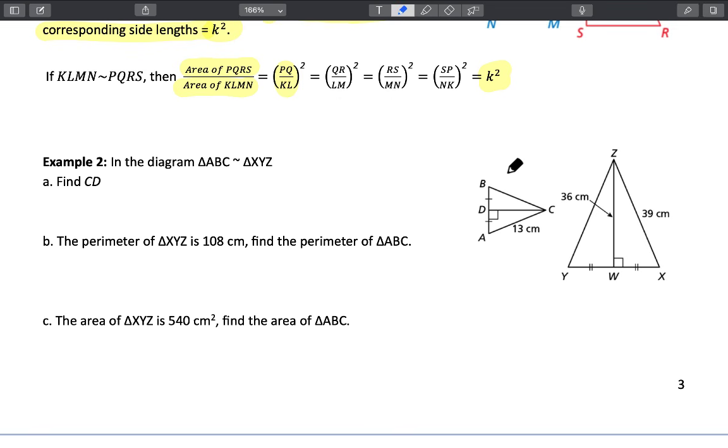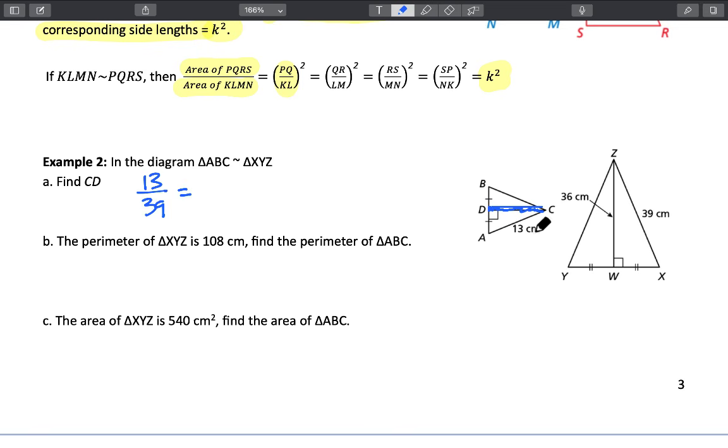In the diagram, we've got triangle ABC, the one here pointing to the right, is similar to triangle XYZ. We want to find the length of CD. All right, so here's CD. It's the height of this triangle ABC, and it's going to correspond to, I'm just going to highlight that in blue here, ZW. So let's match up some corresponding sides here and see if we can find out what that similarity ratio is. It looks like AC is 13, and it's going to correspond to ZX, which is 39.